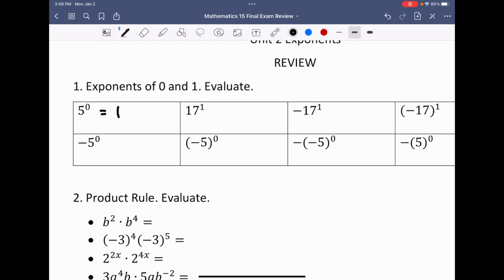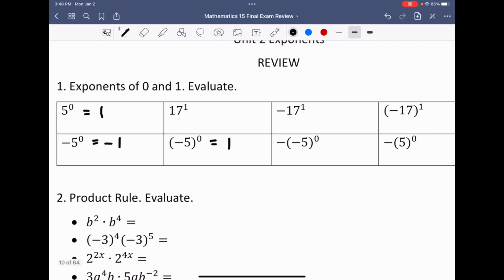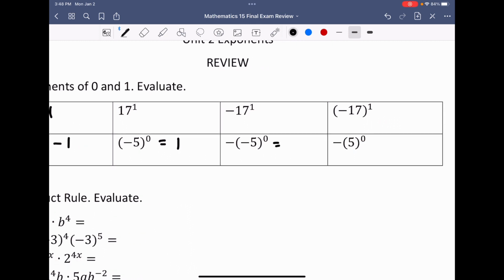Below it, we have negative 5 to the 0, where 5 to the 0 is 1. But the negative is not included with that exponent. The exponent does not affect the negative. So you're going to write negative, and then 5 to the 0 is 1. Negative 5 to the 0, when it's in brackets like that, that means the negative is included. So both the negative and the 5 get the 0, so we know that this is just simply 1.